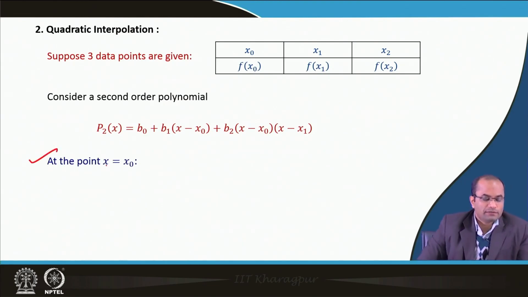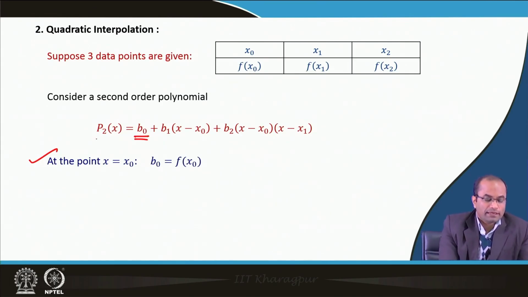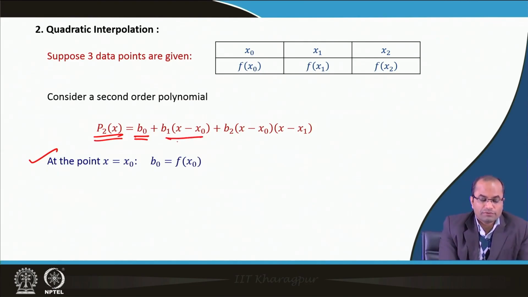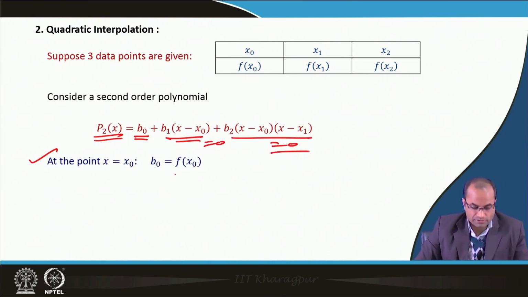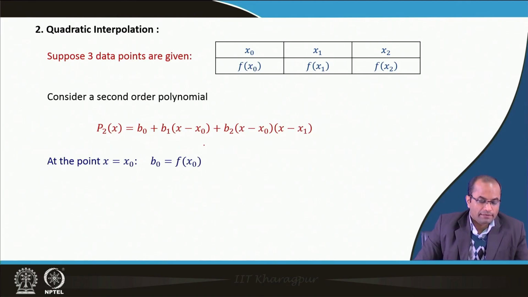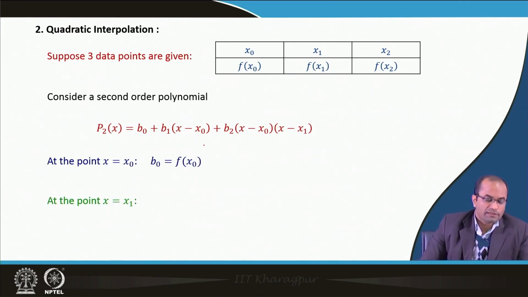So, at the point here x is equal to x naught, if we substitute there, what we will get is b naught, and this p 2 at x naught will be the function value at x naught. Because this term will go to 0 and this term will also become 0 at x is equal to x naught. So, directly we will get b naught is equal to f x naught. And now, we will go for the second point, that is x 1.